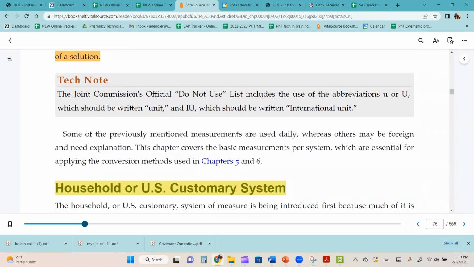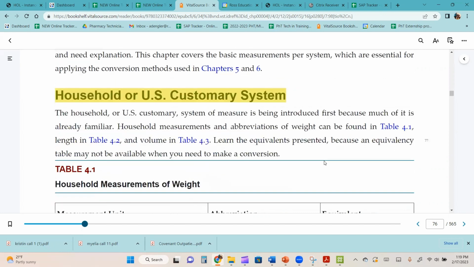And we have a tech note here. The Joint Commission has a do not use list. On that list is the use of U or u, which should be written as unit or IU. So they recommend that the doctors don't put 20U because it can be mistaken for 200 or 206 or something of that nature. But they're still going to do it from time to time. So just keep that in mind.